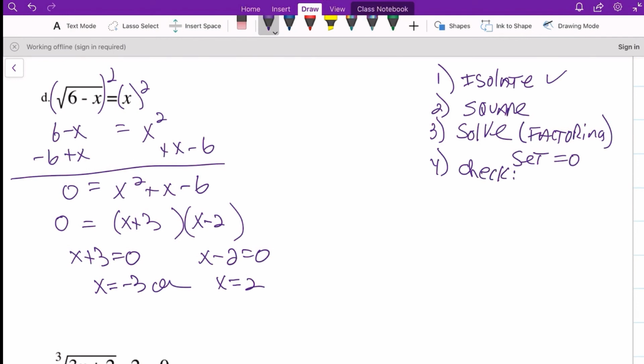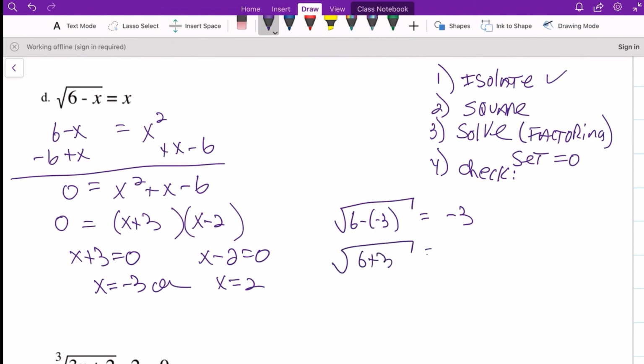All right, so let's check the first one. If I clean up the original equation, just to get rid of that, substitute it back into the original equation, we'll start with negative 3. So we have the square root of 6 minus a negative 3 equals negative 3. You can see what's going to happen here. We're going to have the square root, and 6 minus a negative 3 is going to be 6 plus 3 equals negative 3. This is going to be the square root of 9 equals negative 3.